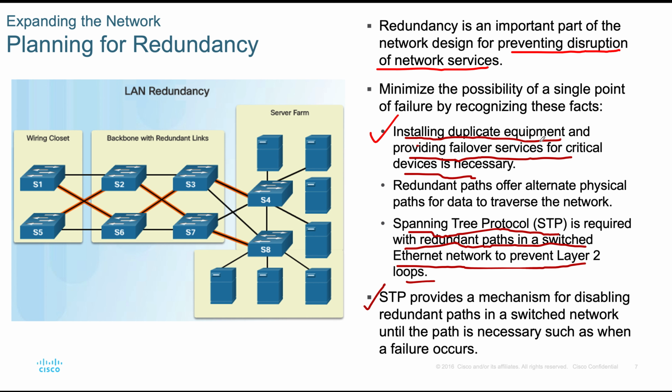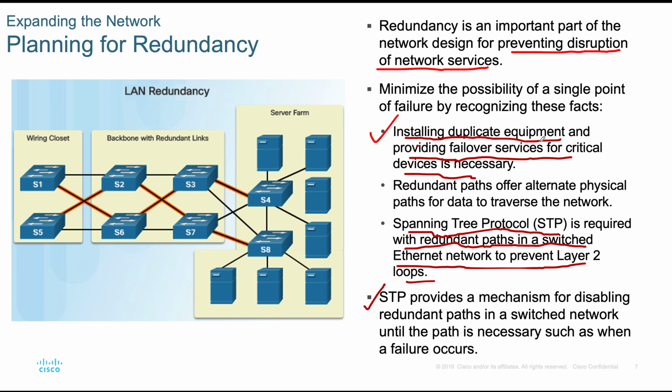So, since we mentioned spanning tree protocol, STP, let's have a brief look at it. STP provides a mechanism for disabling the redundant path, okay? It has the ability to disable the redundant path in a switched network when the path is not needed. So when there's no need for it, it will disable it. That's why a spanning tree protocol is very necessary when you have a redundant path. A network needs a redundant path, and because we need to create a redundant path, we have to create a spanning tree protocol.